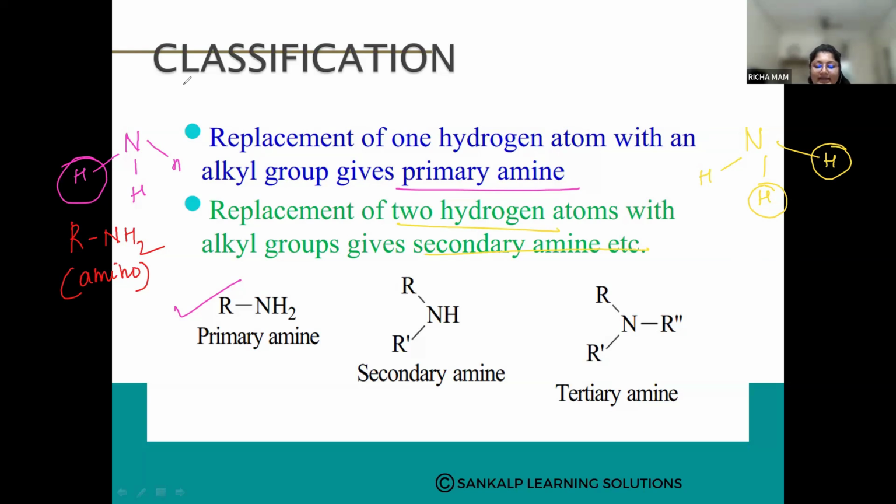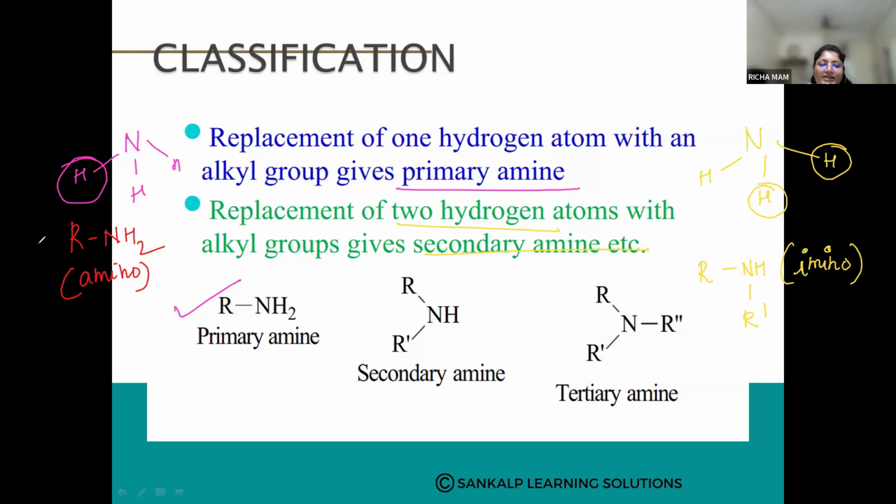Is it clear? Yes. Okay. So now here, what is the general representation? It is generally represented as R-NH-R'. So the functional group is imino. It is called imino. The functional group is imino.